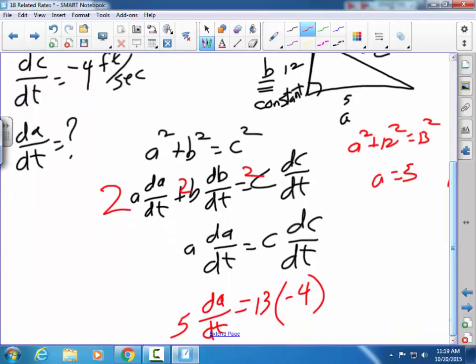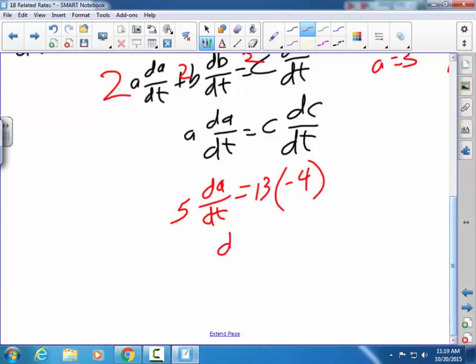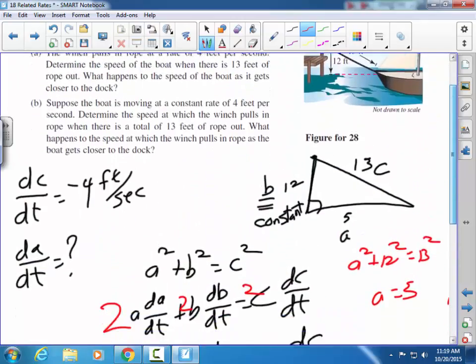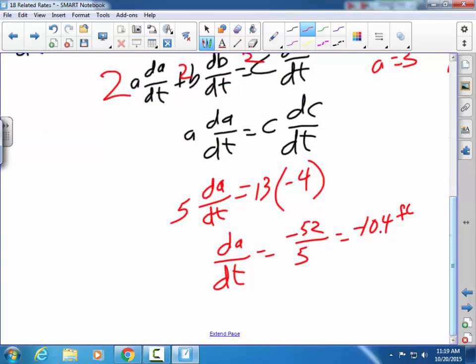So now we can figure out then that dA over dt is -52 over 5, which is -10.4. Is this feet per second? Okay? Was that hard?